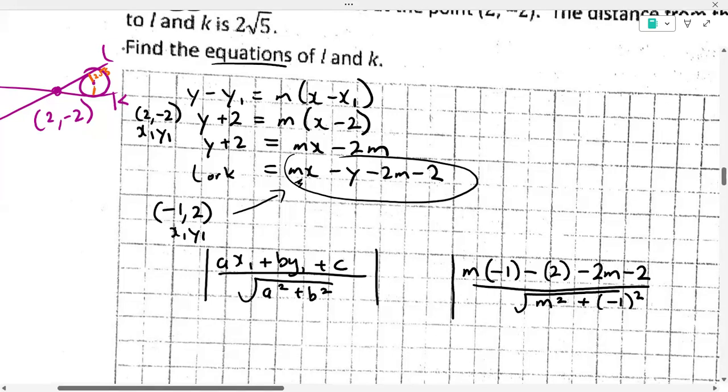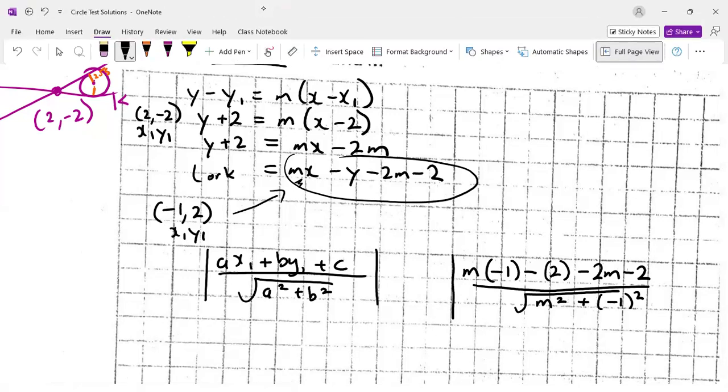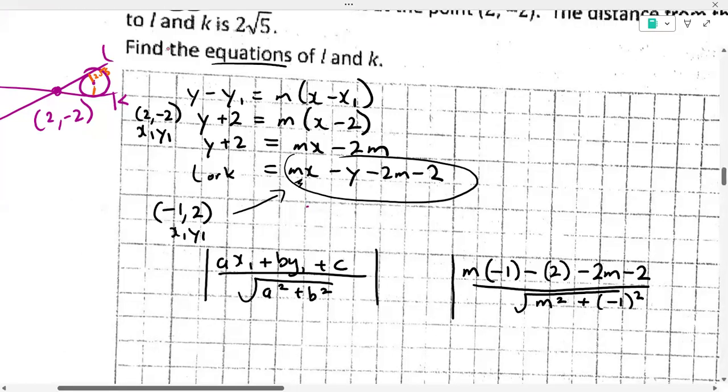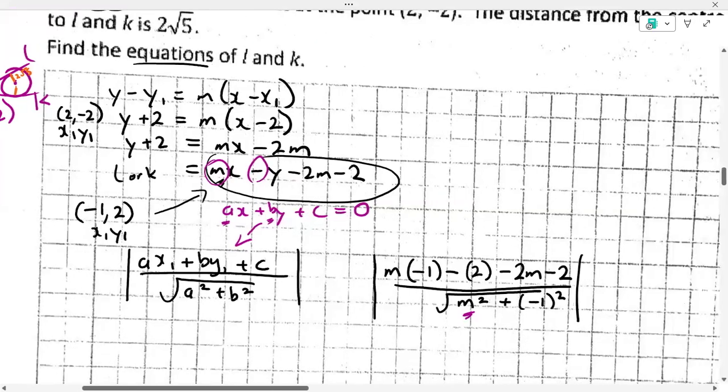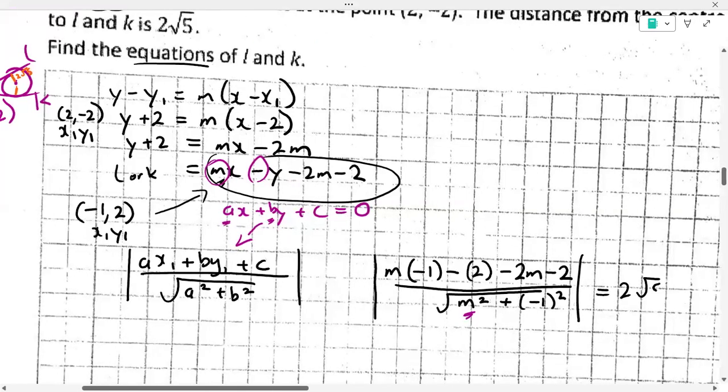Now, just to backtrack there, on page 19, maybe I should have pointed it out, but on page 19 it does tell you that you're using this general equation of the line when you're using this formula. So the a is the number with x, b is the number with y. So that is where I'm getting the m, because m is the number with x in this case, and minus 1 technically is the number with y. Now, remember, I know the answer. I know that I can let this equal 2 root 5.